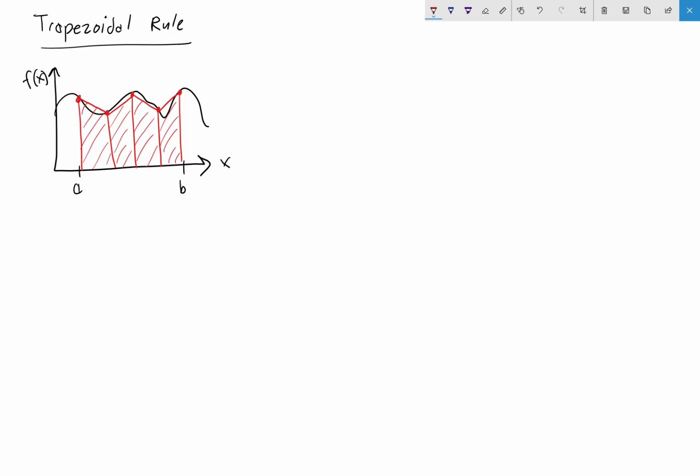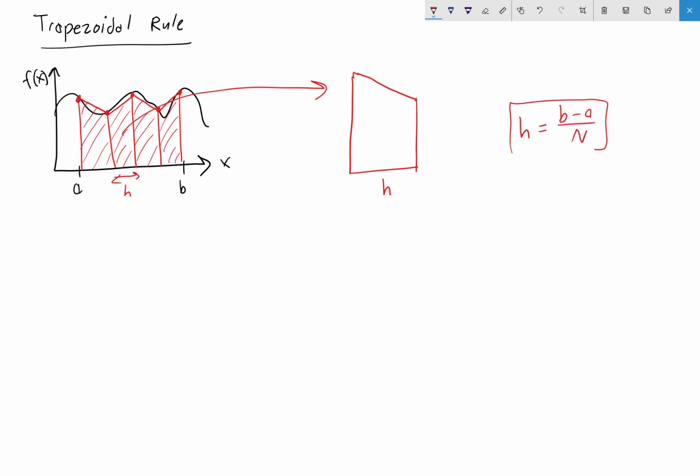So if we pick just one of these, say this one right here, and look at it a little bit more zoomed in, we have our trapezoid shape, and it has some base width, we'll call that h, where each of these is going to have a width h. In other words, our points are all equally spaced. And we can calculate what h is based on how many points we want to use. So if we have limits a and b, if we take the upper limit minus the lower limit and divide by the total number of points, that'll then tell us how big our step size h is.